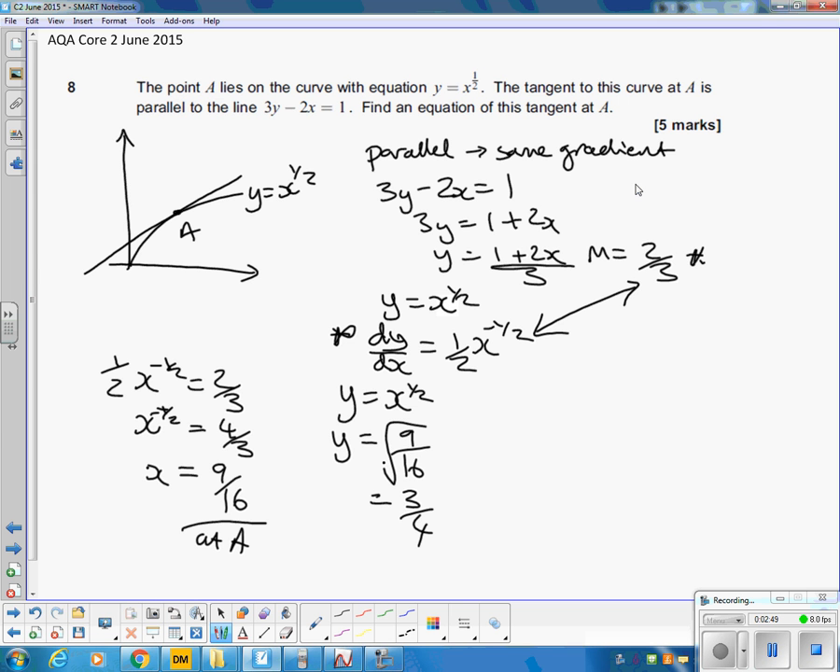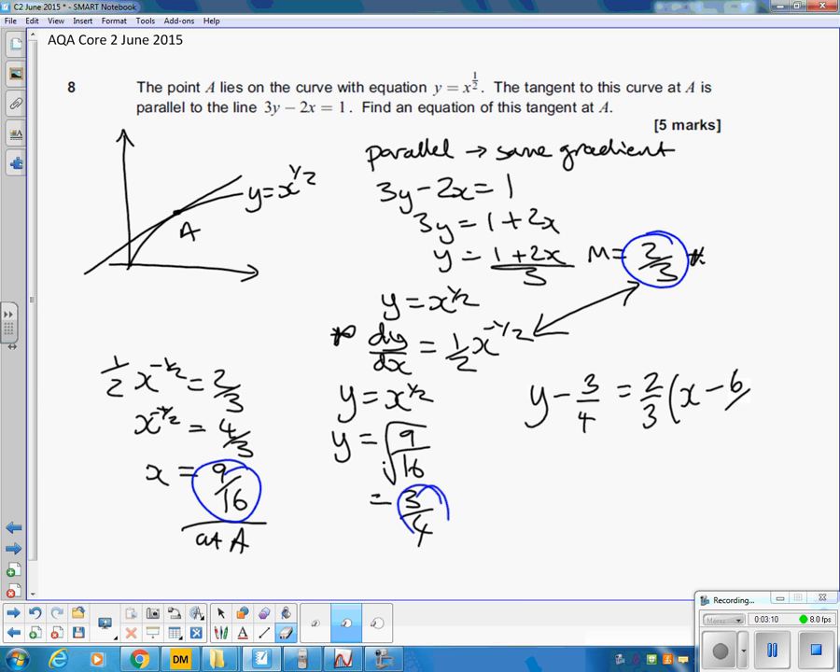And now we have all the elements we need. We know the gradient, we know the x coordinate, we know the y coordinate, so we can write the equation of a tangent. Remember, the equation of a straight line is y minus the y coordinate equals gradient, brackets, x minus, make sure you write the right number, x minus the x coordinate. And that's all you need to do. It didn't ask us to write it in any form, so that's fine. No need to rearrange that and risk getting it wrong.